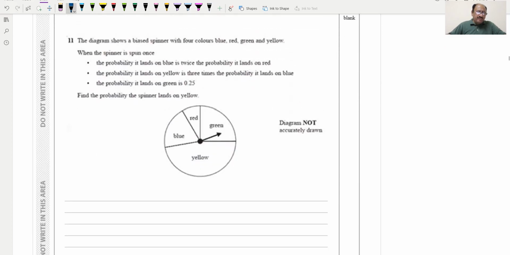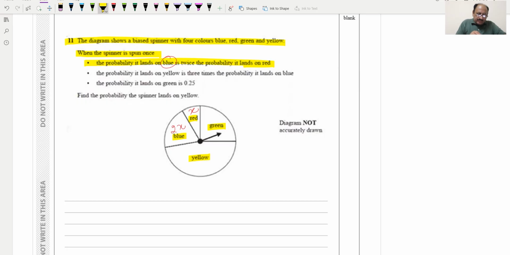Now question number 11 says the diagram shows a biased spinner with 4 colors: blue, red, green and yellow. When the spinner is spun once, the probability it lands on blue is twice the probability it lands on red. So if we take red as x, blue will be double of that. So for blue it will be 2x.